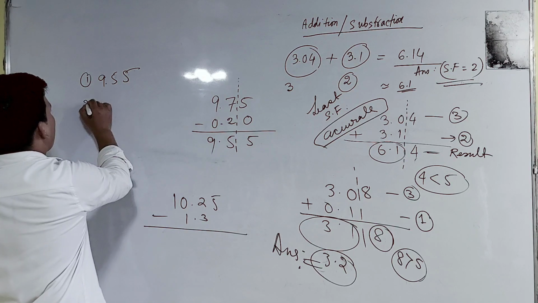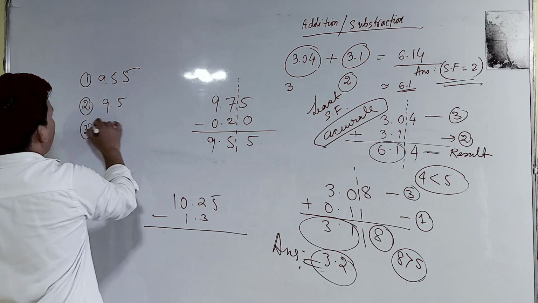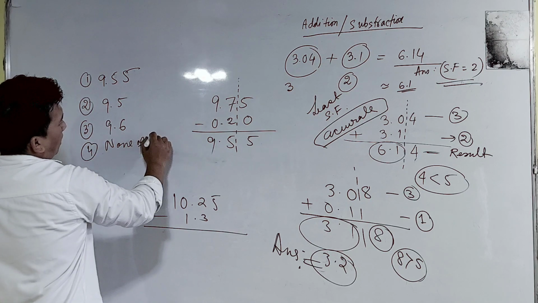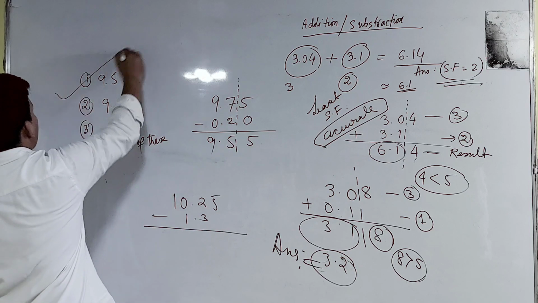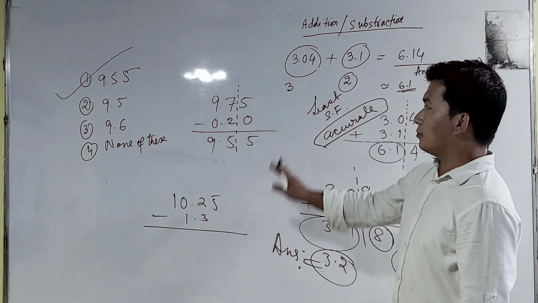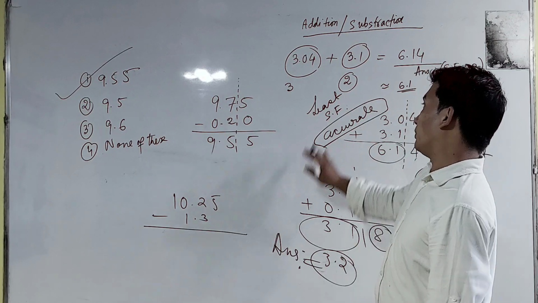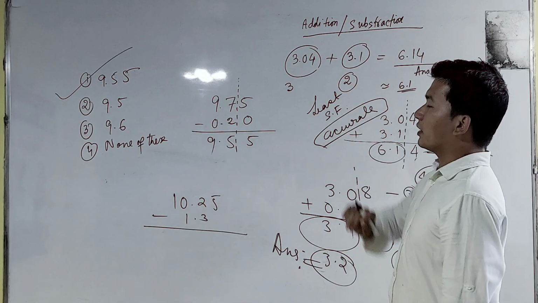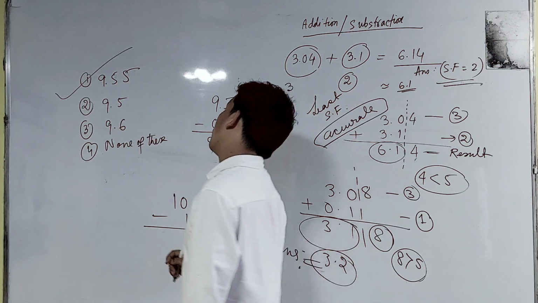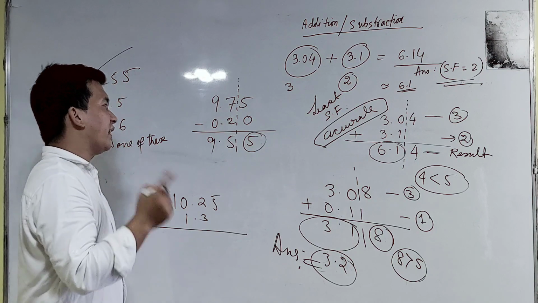9.55, next 9.5, next number 3 is 9.6, next number 4 is none of these. Which one will be correct? Most of the students will select option number 1 as the correct answer. Some students are smarter; they know a little bit about this least significant figure concept, so they will take 9.5 as our answer. But this is also wrong because we cannot ignore the leftover digit for finding the final answer.